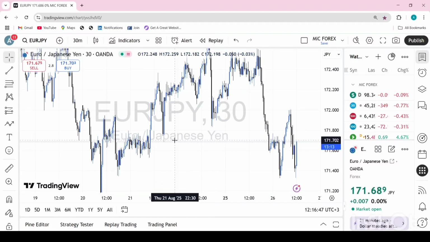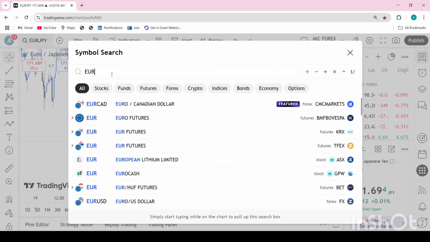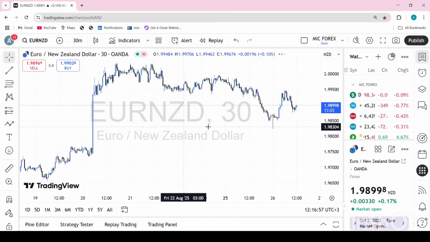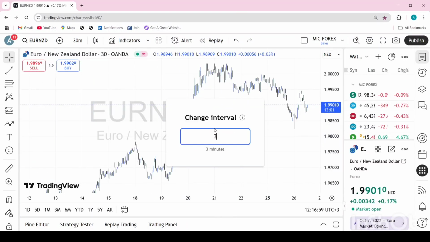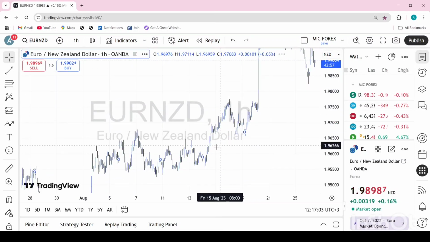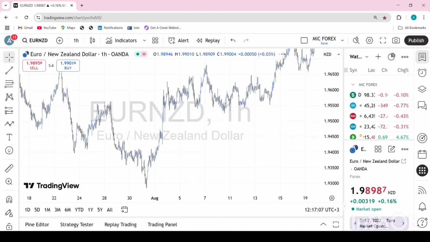Even this one is not very convincing. Let's go to maybe Euro NZD. Let's see if we can. Some of these pairs, just trade them so that you don't get stopped out.